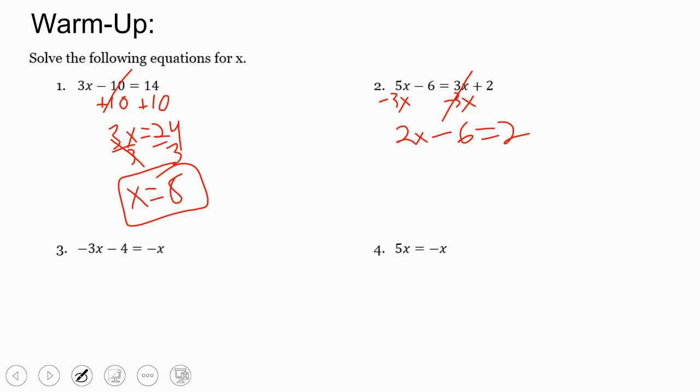Then it becomes a problem just like the last one where I have to deal with this constant first. So I add 6 to undo that subtraction. And then I have a multiplication to undo. And x is equal to 4.